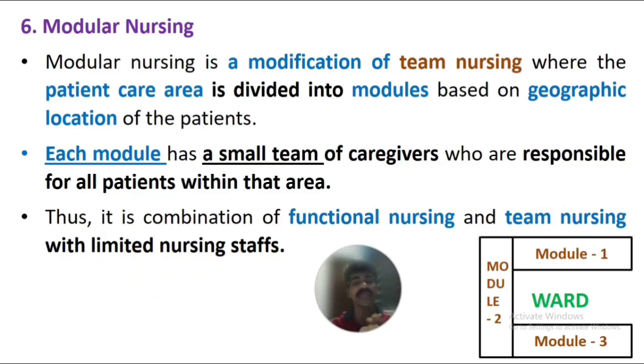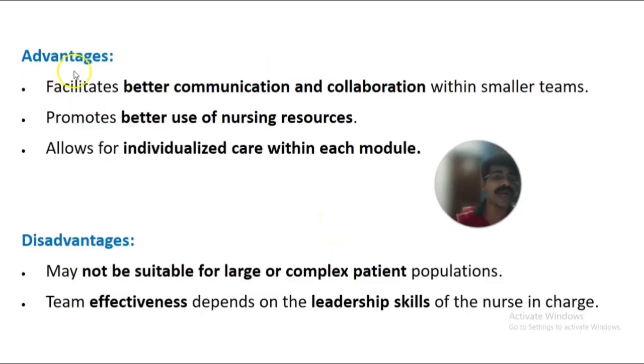So with a small team of staff nurses, we render the services as functional nursing. As you know, for a group of patients, a single nurse will have specific functions, according to her expertise and her skill. So that is about modular nursing. It is a modification of team nursing and a combination of both functional nursing and team nursing. Now let us see what the advantages are.